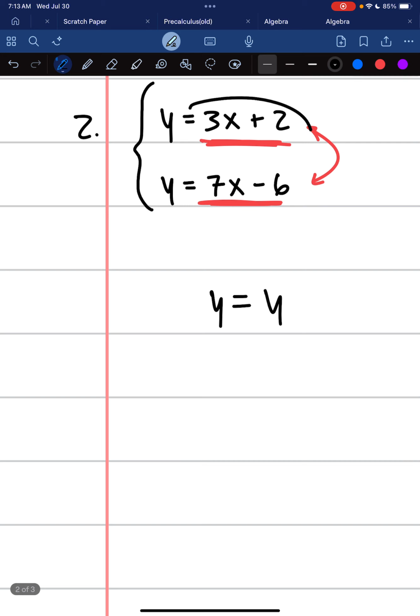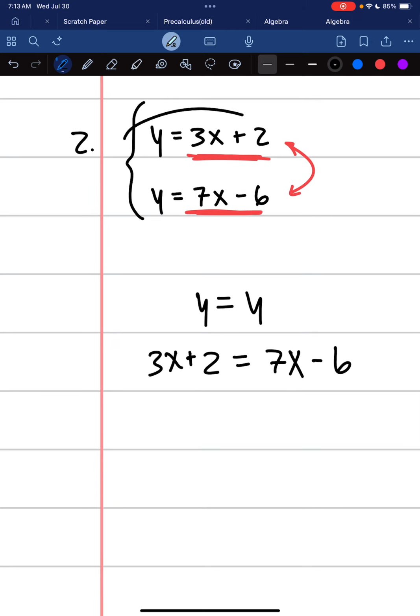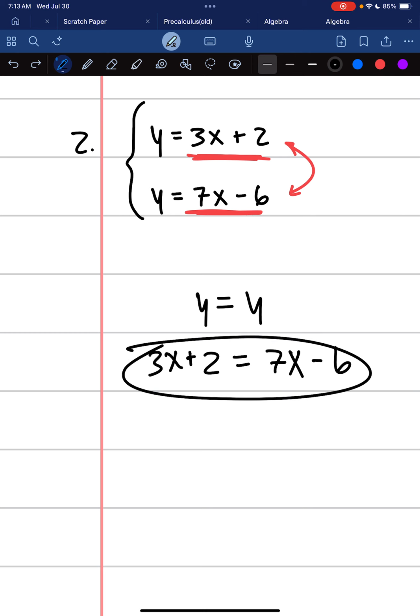Well, we know that y is equal to 3x plus 2, so I'm going to replace this y with 3x plus 2. We also know that y is equal to 7x minus 6, so I can replace this y with 7x minus 6. And now that I've done that, I've reduced these equations with two variables into one equation with one variable that I can solve for x, right?